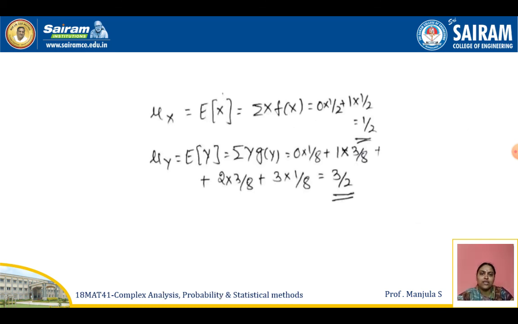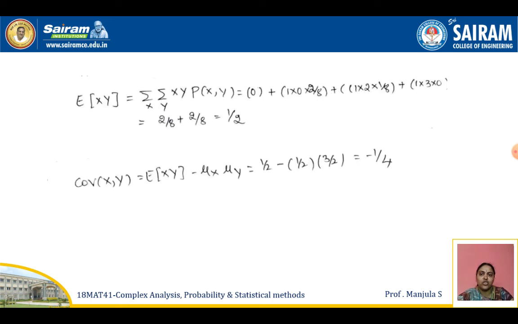So now we'll see the next one. Mu x, expectation of x. The formula is summation of x into f of x. You just expand and substitute all the values. We are getting 1 by 2. Similarly, expectation of y will be 3 by 2. Expectation of xy, you just expand and substitute all the values. We are getting the solution as 1 by 2.